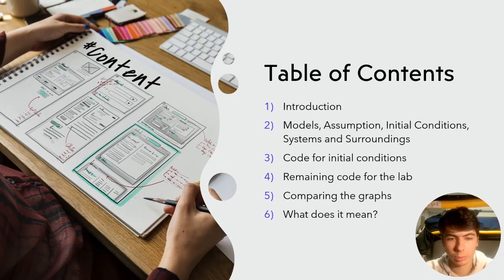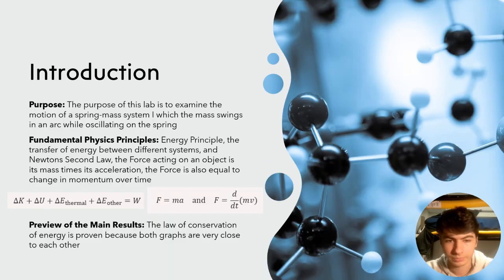A quick overview of what I'll be covering in this slideshow: I'll go over an introduction of the experiment. I'll talk about the models, assumptions, initial conditions, the systems, and the surroundings for our experiment. I'll talk about the code I wrote for the initial conditions as well as the remainder of the lab. Then I'll compare the different graphs we get in our results and answer the question of what it means.